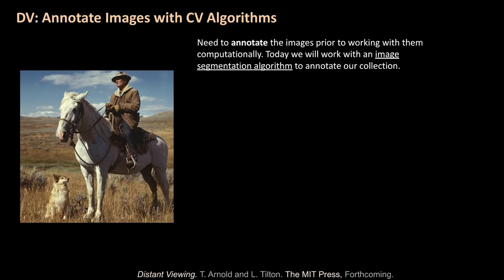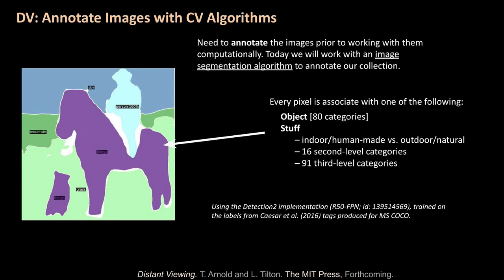So the first step of the method is to annotate. In this case, we did one called an image segmentation algorithm. Every pixel is associated with one of the following: it's either object or it's stuff. Objects are things you can count, like chairs. Stuff is things that you can't count, like a wall or a floor or a sky.